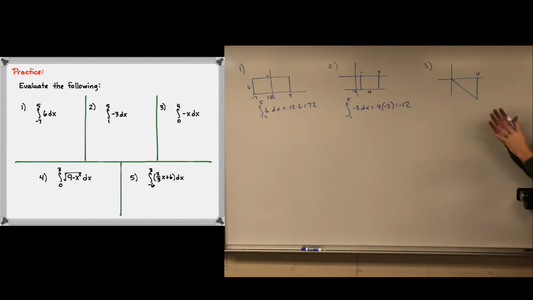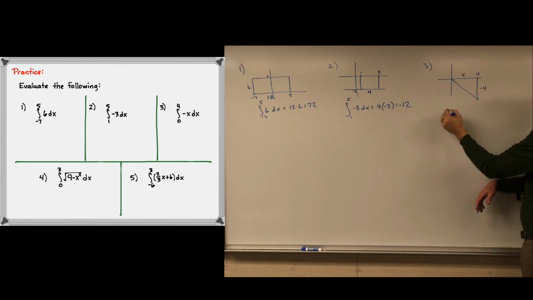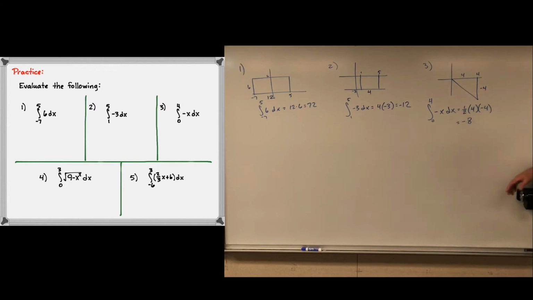And again, we can think of this in whatever way we need. What is this length from 0 to 4? It's 4. What is the length here? It's whatever this value is, right? So I'm going to plug in 4, I get negative 4. So then the area of the triangle is 1/2 times 4 times negative 4, right? So that'd be negative 8. So that is the integral from 0 to 4 of negative x dx. Negative 8.